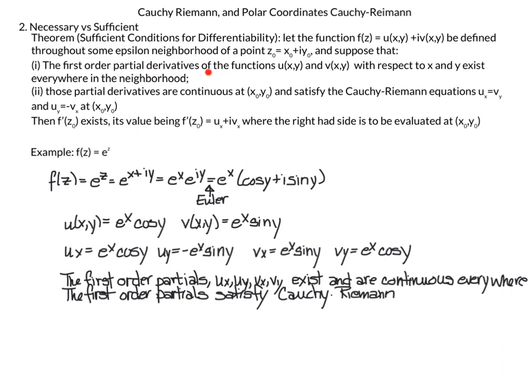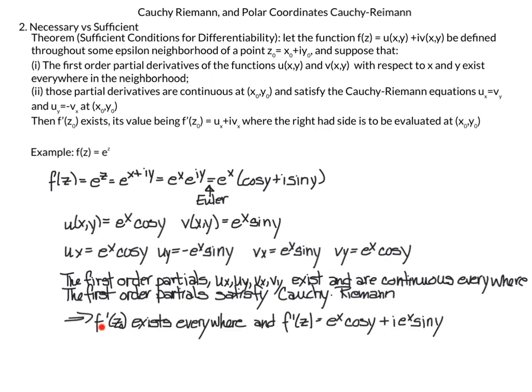The partial derivatives exist, they're continuous, and they satisfy the Cauchy-Riemann equations, and therefore f prime of z exists everywhere, and I can calculate that as u sub x, which is e to the x cosine y, plus i v sub x, and my v sub x is e to the x sine y.